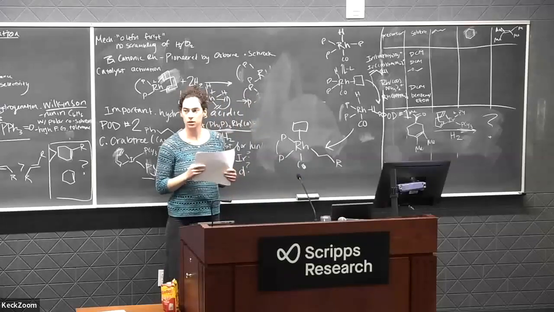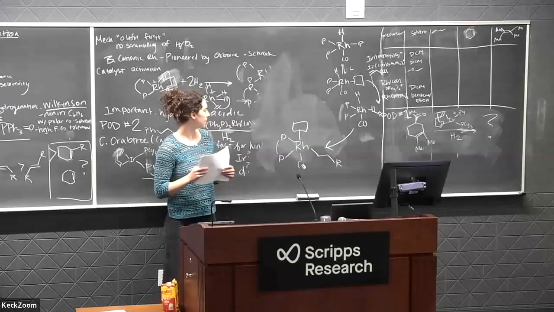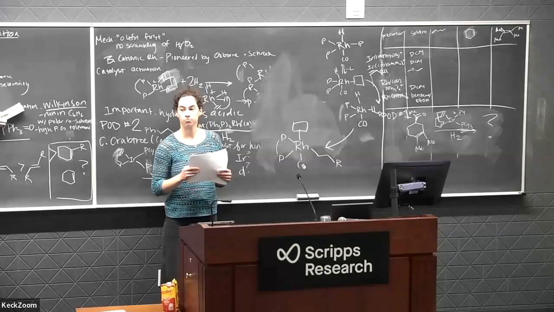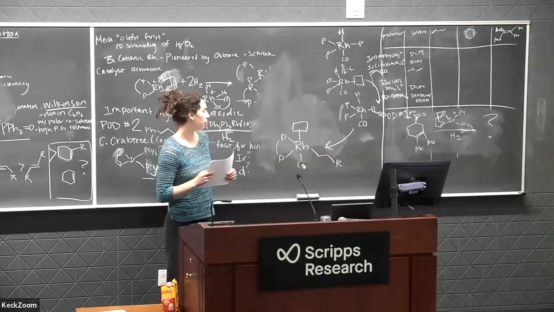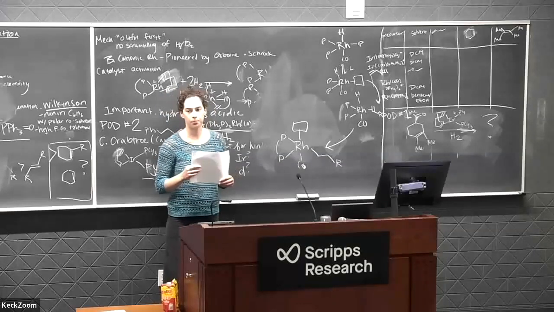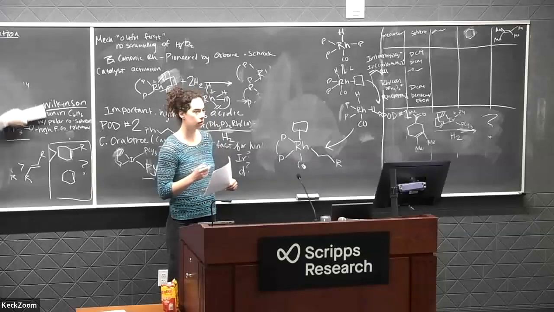So what could happen next? Okay, we could coordinate another olefin. Would that be a productive pathway? No. Okay. What else?